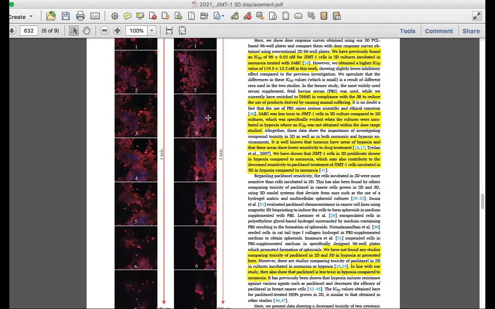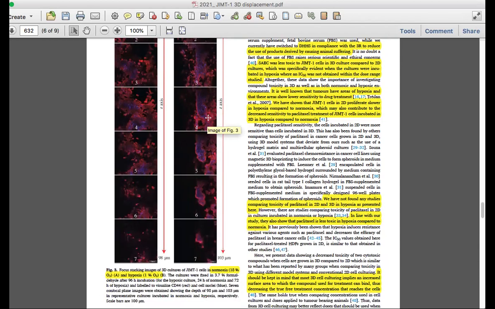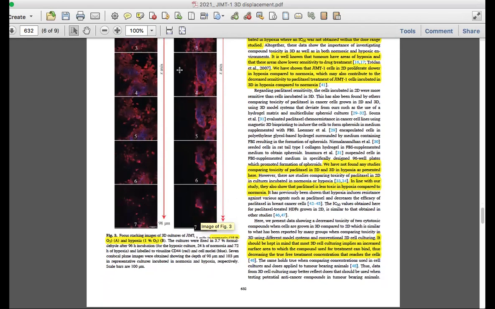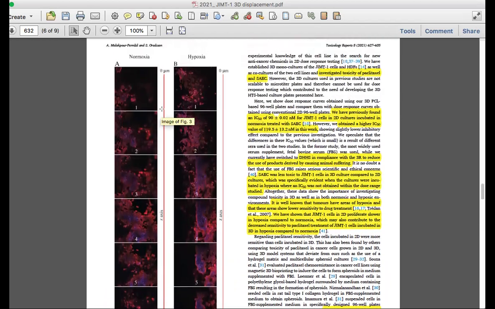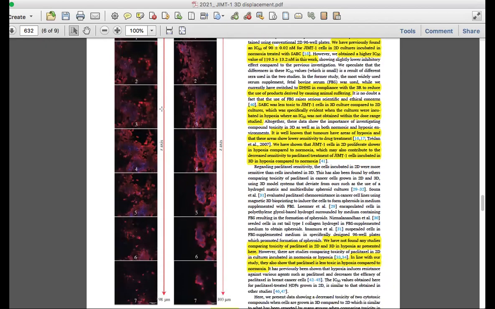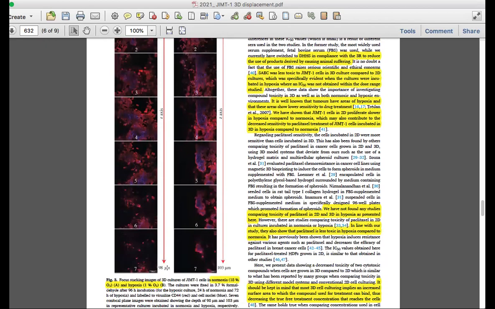And you see how the cells invade the PCL matrix, and in normoxia conditions, they enter and advance a distance of 98 micrometers, whereas in the hypoxia condition, they invade and enter 103 micrometers.